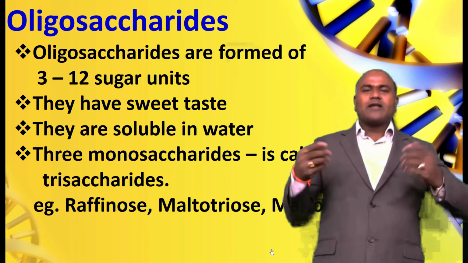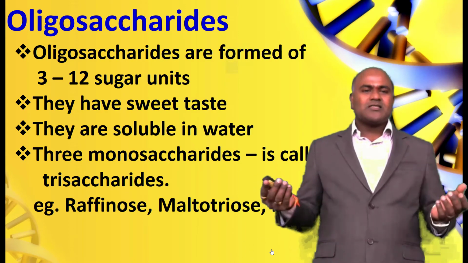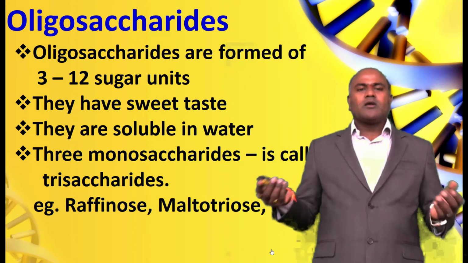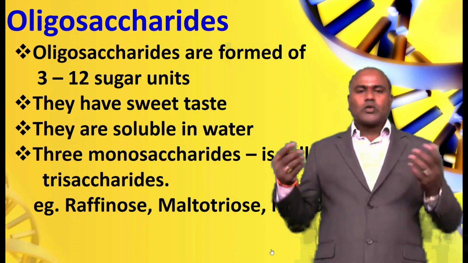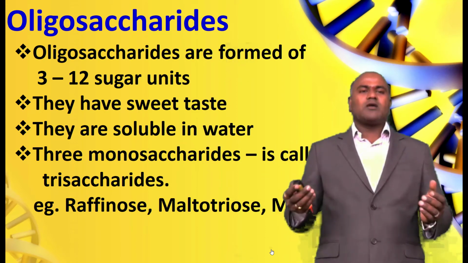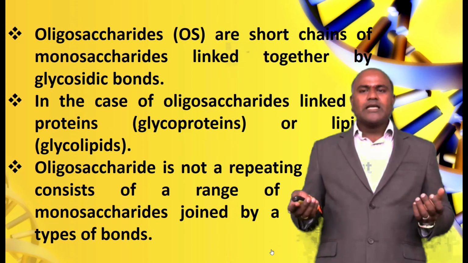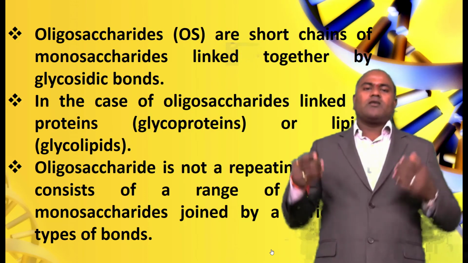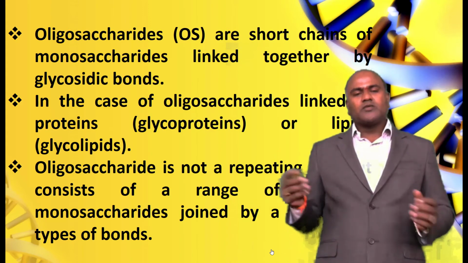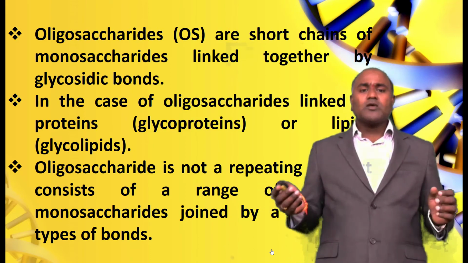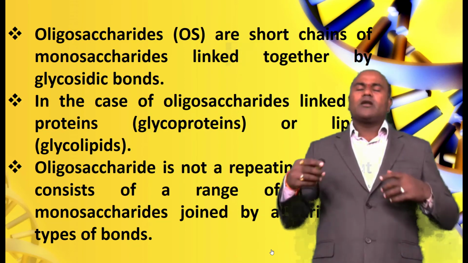Now oligosaccharides. Oligosaccharides contain 3 to 10 sugar units. They have a sweet taste and are water soluble. Three monosaccharides make a trisaccharide. Examples are raffinose, maltotriose, and maltotetraose. Oligosaccharides are short chains of monosaccharides linked together by glycosidic bonds. Oligosaccharides linked to proteins are glycoproteins, and if linked to lipids, they are glycolipids. An oligosaccharide is not a repeating unit but consists of a range of different monosaccharides joined by a variety of bonds.